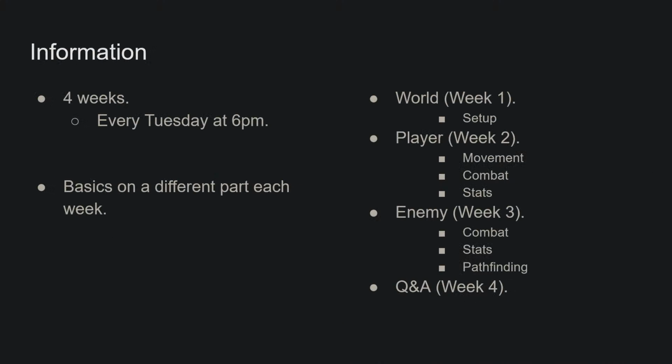So, just some general information about the course. It'll be a 4-week course every Tuesday at 6 p.m. We'll be going over the basics of different aspects of game creation in each week. So we're just going to focus on one thing a week. So the first week, we're going to do world, which is just the setup. We're also going to bake in any extra information that our entities are going to need later on down the line. This first week is going to involve no programming whatsoever.